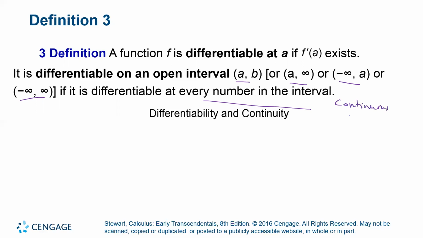Remember when you say a function is continuous, we said that f of a must equal the limit as x goes to a of f of x. If this limit exists and this exists, and they are equal, then we say that the function is continuous. So we're going to combine continuity and differentiability in the following theorem.